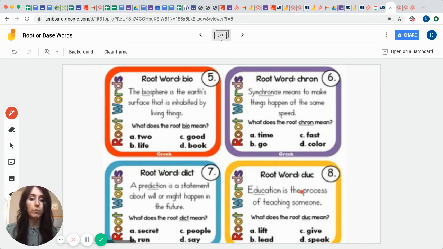What about duce? Like in the word education is the process of teaching someone. What does the root word duck or duce mean? I mean, it's Greek, so I don't really speak Greek. Does it mean A, lift, B, lead, C, give, and D, speak? When we talk about what education is, you're right, it's about leading. Good. How fun was that?